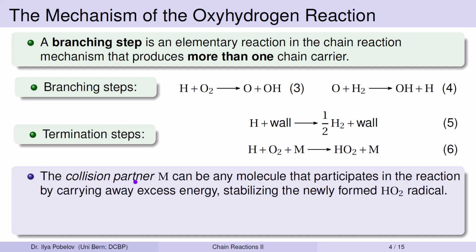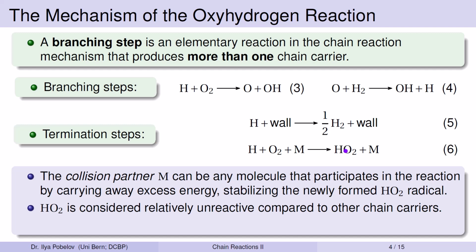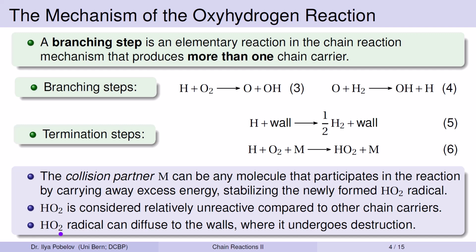The collision partner M can be any molecule that participates in the reaction by carrying away excess energy, stabilizing the newly formed hydroperoxyl radical. The hydroperoxyl radical is considered relatively unreactive compared to other chain carriers. It is assumed that the hydroperoxyl radical can diffuse to the walls, where it undergoes destruction, effectively contributing to chain termination.